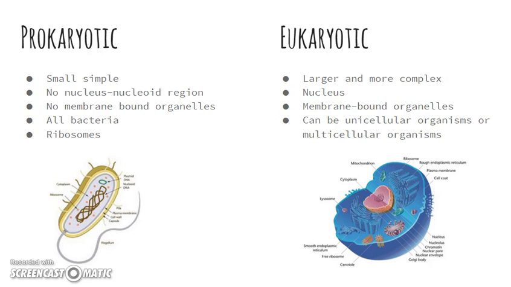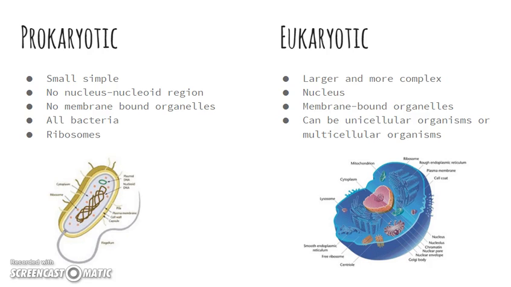This is all bacteria. It has ribosomes, which means it's going to be able to produce proteins, and that's going to be very important for expressing its genetics. It has a capsule around it, and it does have a cell wall as well.